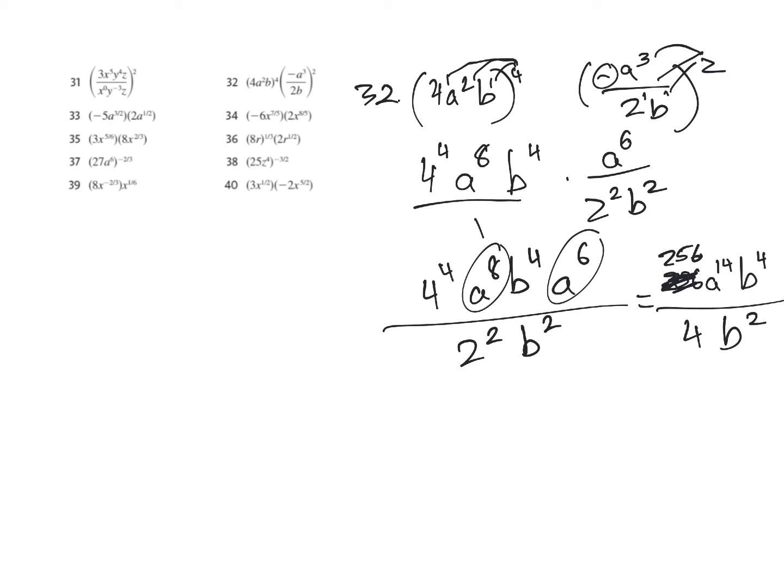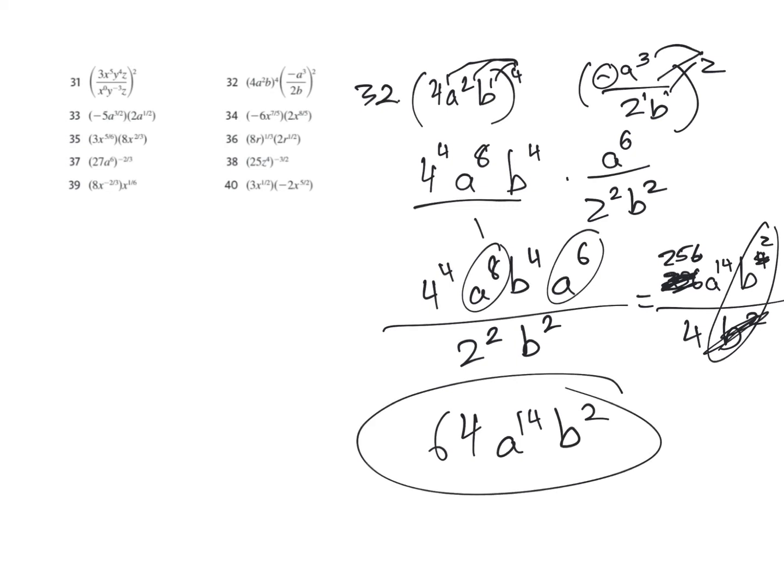Okay, and then 256 divided by 4 is back down to 64. So 256 over 4 is 64. A to the 14th, and then your like bases there. Those 2 will cancel with 2 of these, leaving b squared on top. And that should be your answer. Alright, let's do 33.